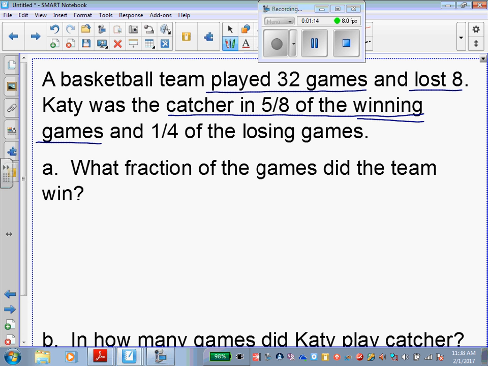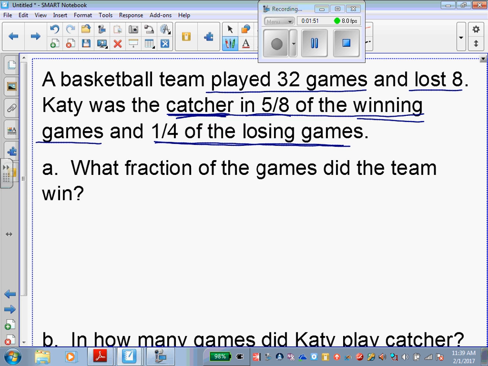All right, Brandy. She lost 1/4 of the losing games. She lost them? What was she in those losing games, in those 1/4 of the losing games? She was what? She was catcher. It's implied. Katie was the catcher in 5/8 of the winning games and 1/4 of the losing games. So she played catcher. That was her position, okay? In baseball, not basketball, okay?